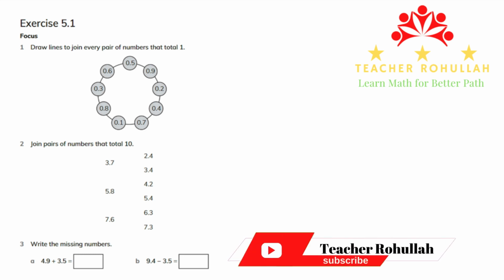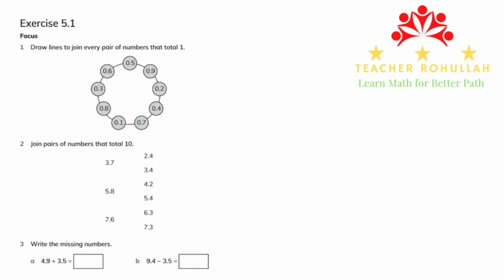In this lesson, I'm going to work on exercise 5.1 of Cambridge Primary Mathematics Workbook 5. And this exercise is about adding and subtracting decimals. Let's start working on each question.